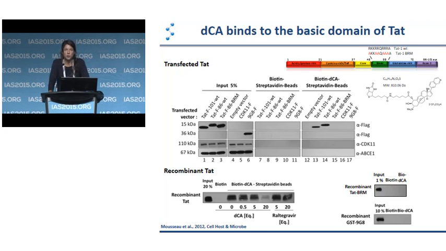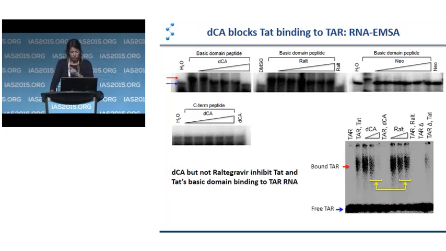And this is mainly because the initial transcription that is driven, before TAT, is mediated by a lot of cellular activity such as NF-κB and SP1. So DCA cannot inhibit that TAT-independent activity.